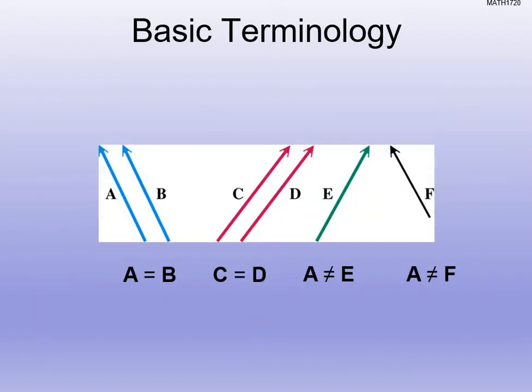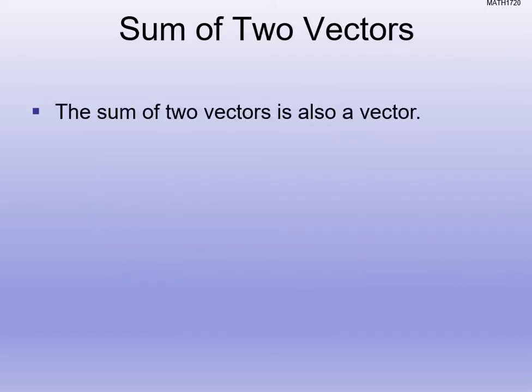So let's look at A and B here. A and B equal, right? Same length, same direction. C and D equal, same length, same direction. A and E, sorry, comparing here. They might be the same length, they are not the same direction, so they do not equal each other. And A and F, same direction, not the same length, so that's why A and F are not equal to one another. Okay, so make sure that we understand that.